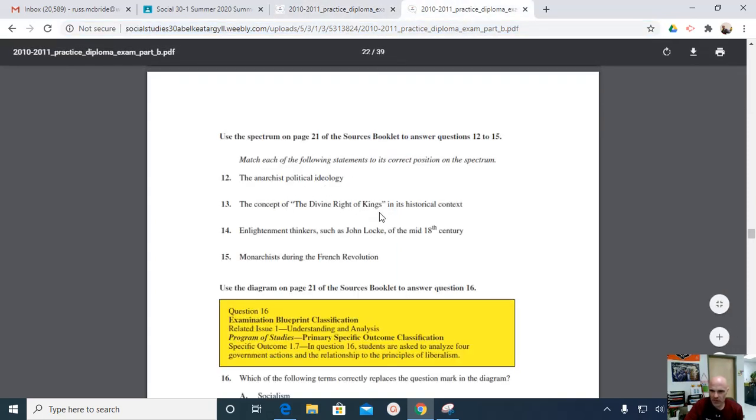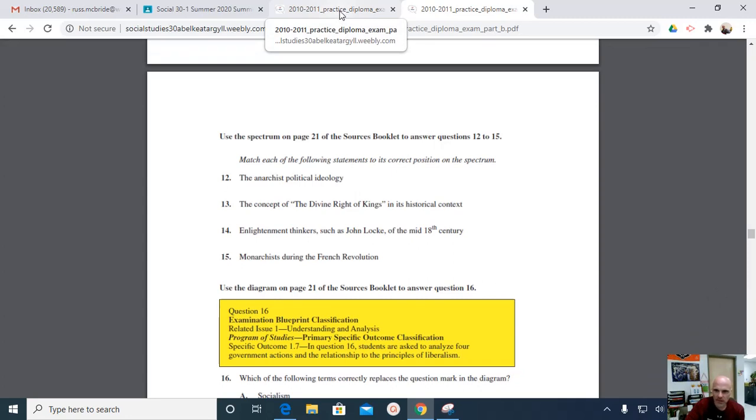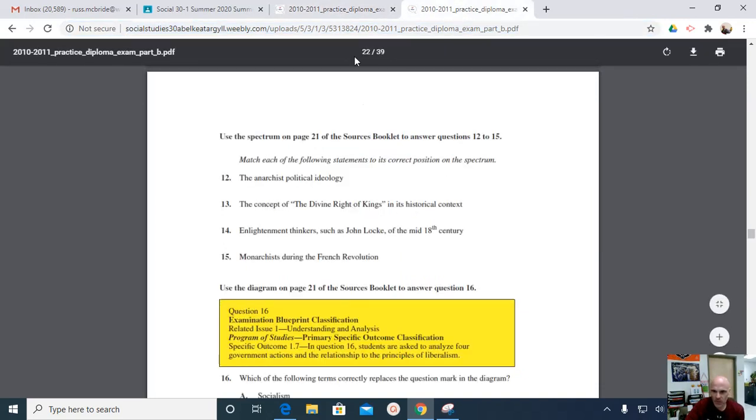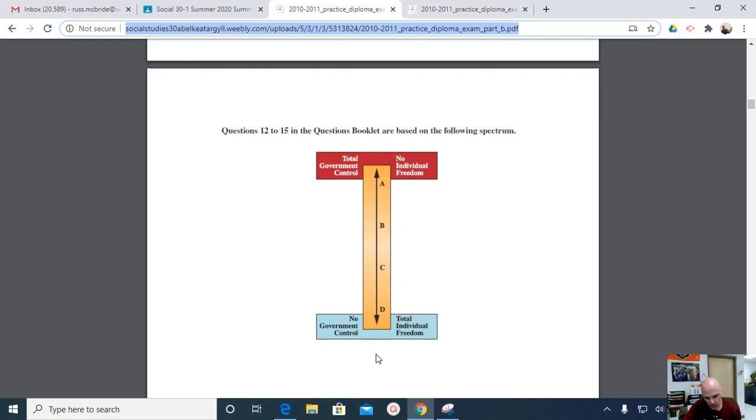The concept of the divine right of kings. Enlightenment thinkers like Locke and monarchists. Oh, this is interesting. We haven't really talked a lot about the divine right of kings and the French Revolution. They are in chapter 3. Let's go back and see if we can figure out where they would be on the spectrum. So, what was the concept of the divine right in historical? The divine right, authority comes from God. Therefore, the monarch is the hand of God. We don't question God. God and the government have total control. We have no freedom relative to God. So it is A.